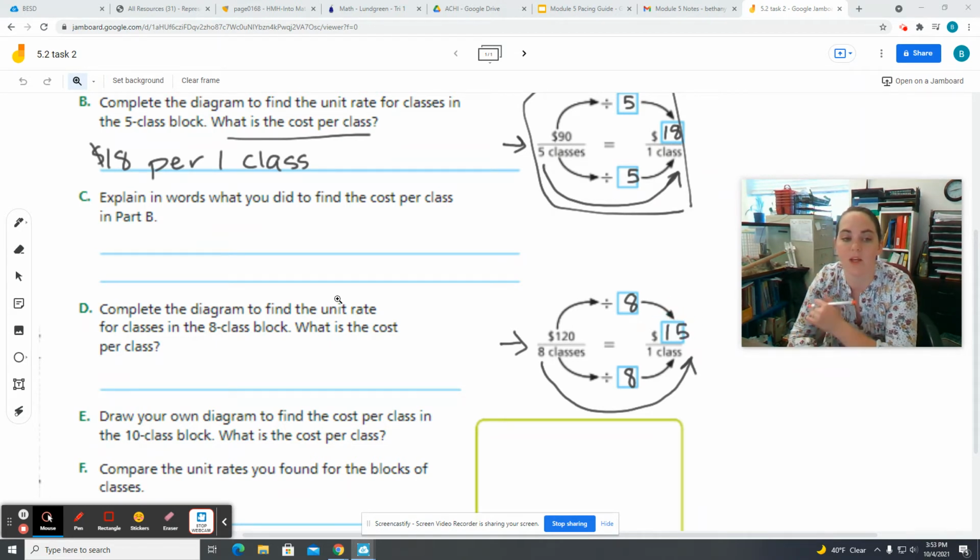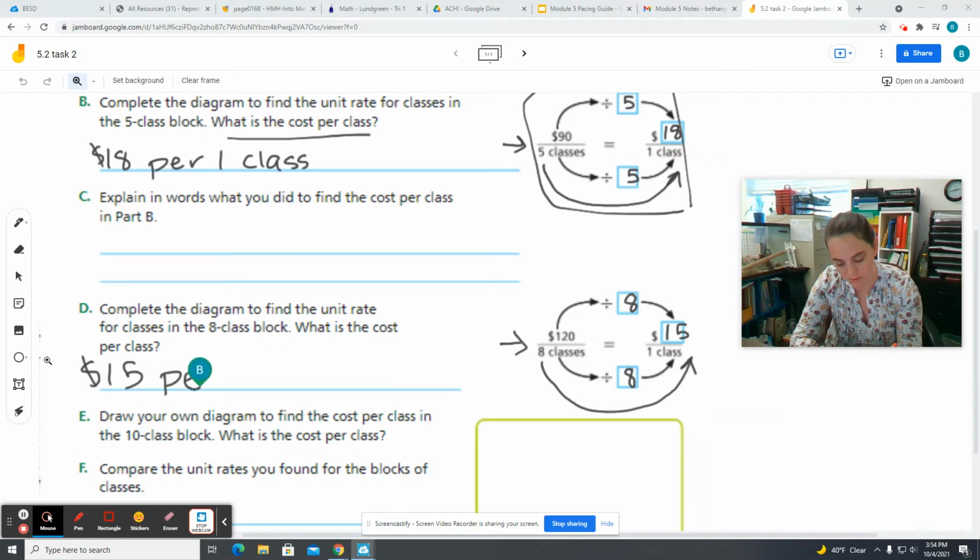Okay. So now in part D, it asks, what is the cost per class? That means that now we know that it is $15 per one class. Just like that. Okay.